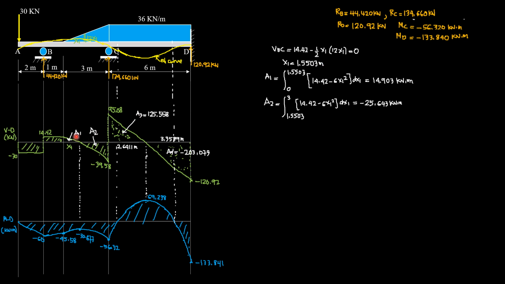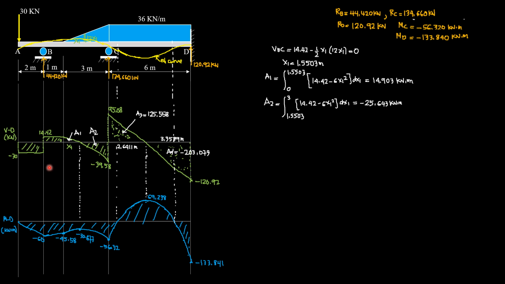Therefore, area 1 is either 2/3 of 1.5503 times 14.42, because that's a parabola. The tangent at this point is horizontal, zero intensity of the load. Or it is integral of the shear equation dx1. So this is the shear equation, 14.42 minus 6x1 squared. Then dx1, and that area is 14.903 kilonewton meter. Likewise, area 2 is integral from 1.5503 to 3 meters. If you look at the figure, then it is negative 25.643 kilonewton meter.